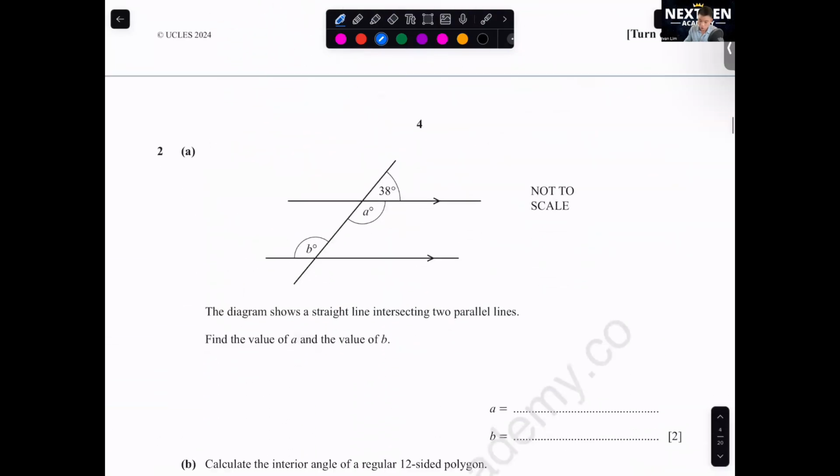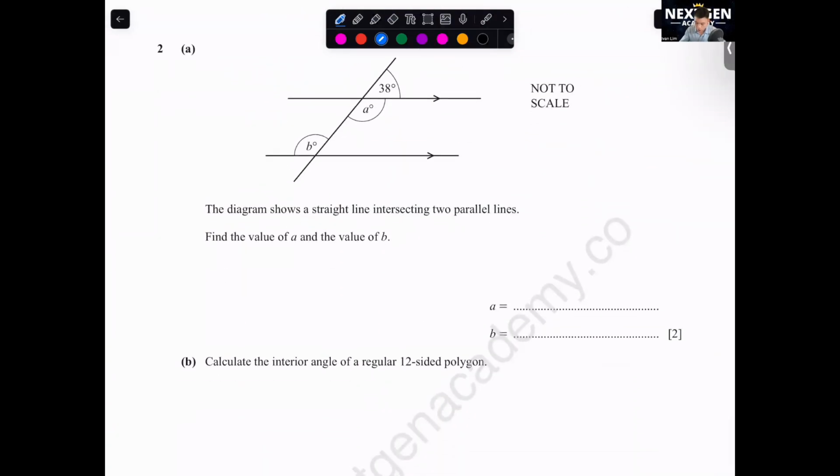Question 2. The diagram shows a straight line intersecting two parallel lines. Find the value of A and B. Okay, A, you just need to take a straight line. Straight line total will be equal to 180 degrees. So A is equal to 180 minus 38, which is equal to 142. Okay, A and B, what is the relationship? B is equal to A, which is equal to 142 because of alternate angles.